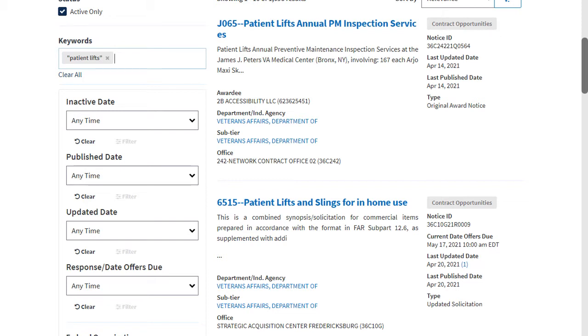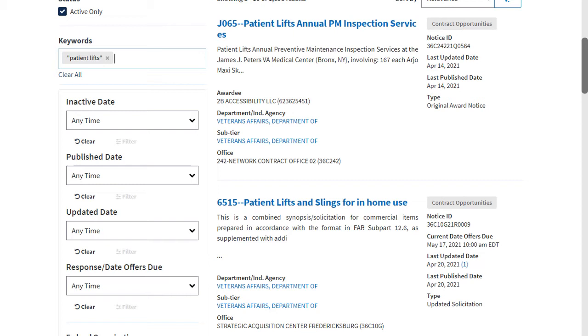Now, do you see this code right here, J065? Now, that's not one of my codes. These are the things you learn when you're doing the things I'm teaching you. That's important. I need to add that to my PSC codes because I've never used J065 before.